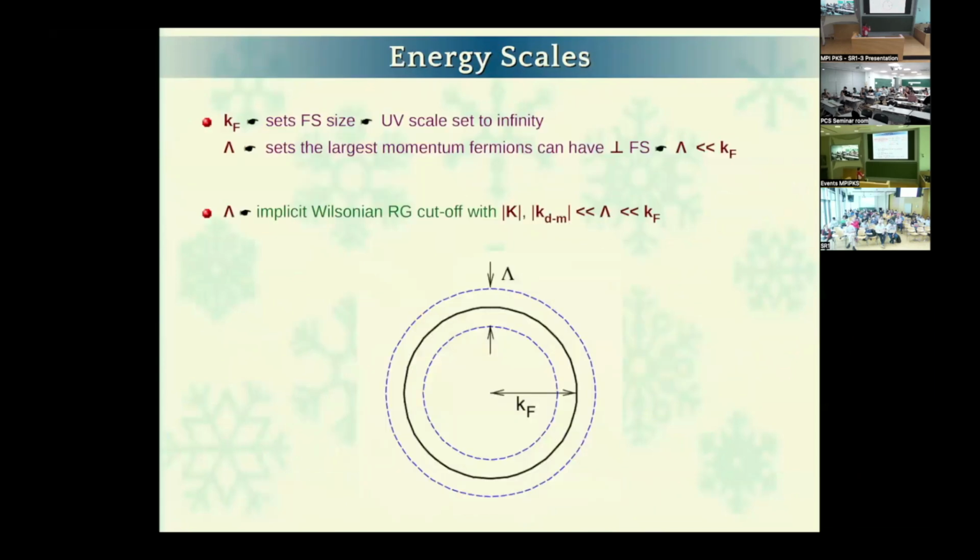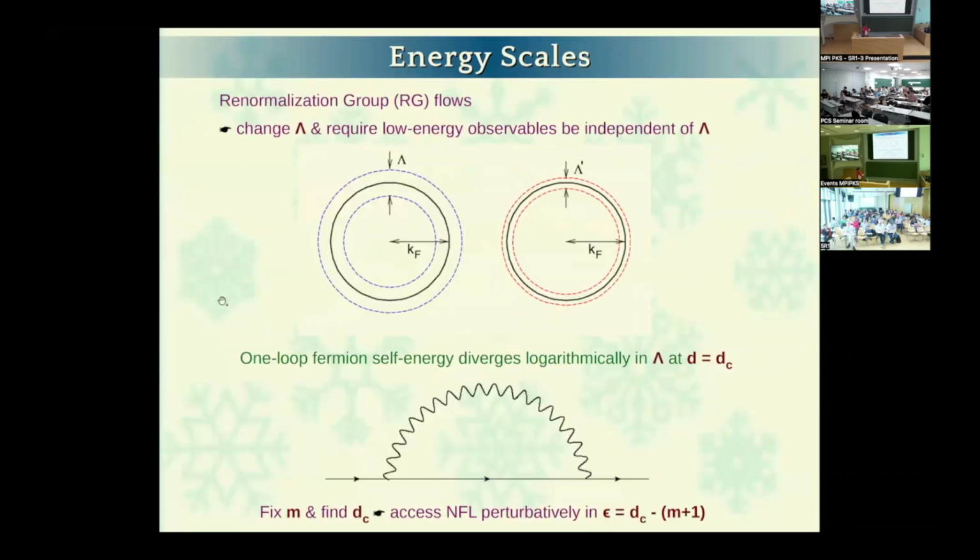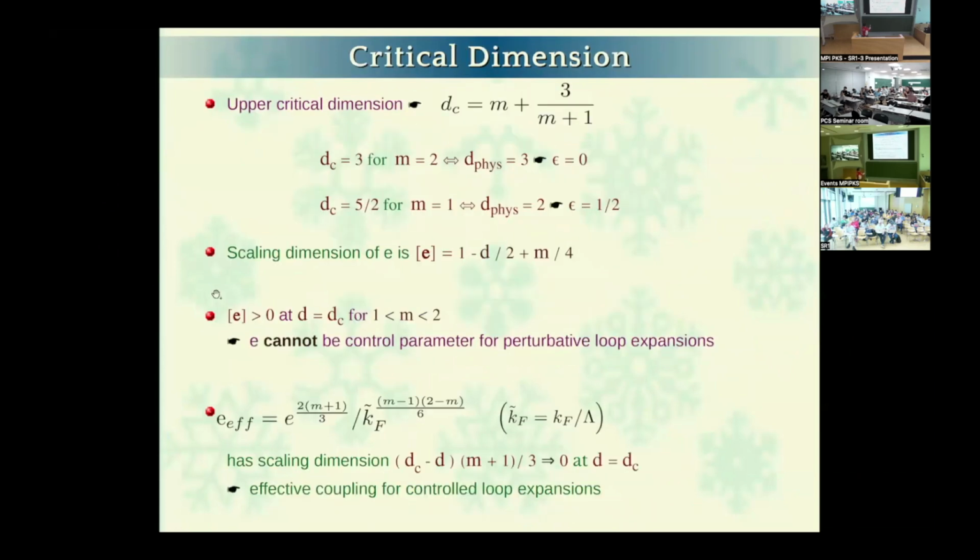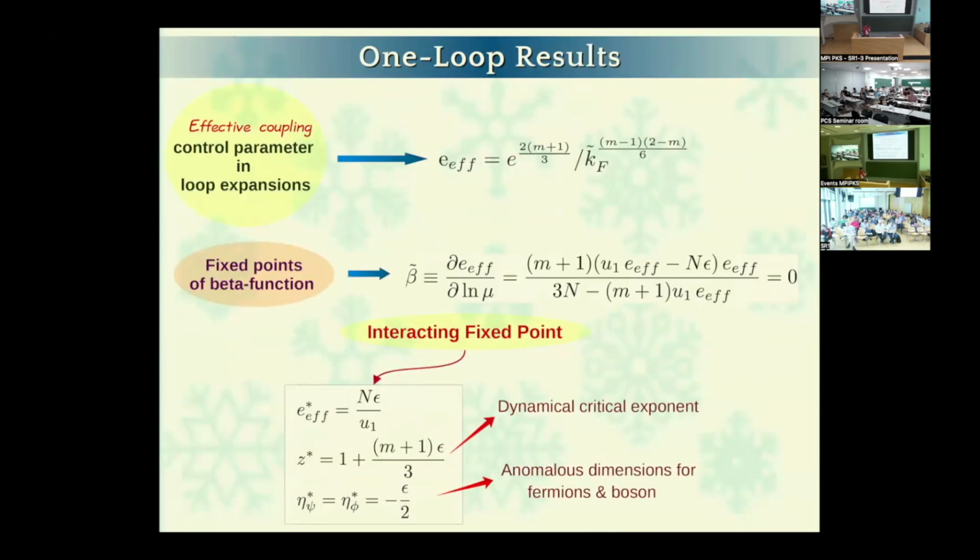Finally, by using this RG idea and computing the one loop self-energy diagrams, we first have to compute the critical dimension d_c for this system. And d_c turned out to be (m+3)/(m+1). That also helps us define an effective coupling constant, which is perturbatively controlled using e and k_F, which are the coupling constant and the Fermi momentum. And finally, with this effective e, we have to find the beta function.